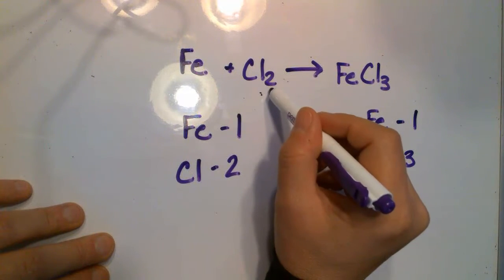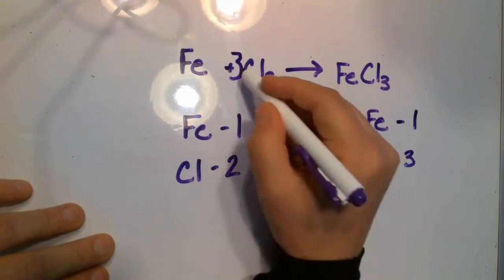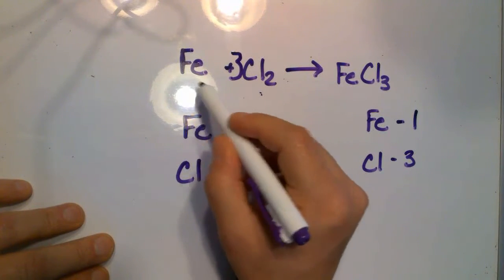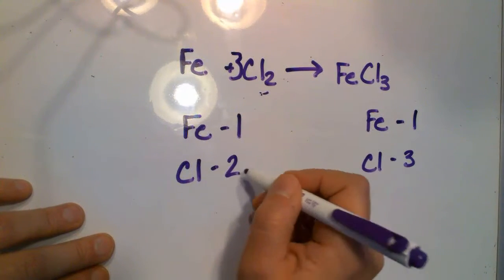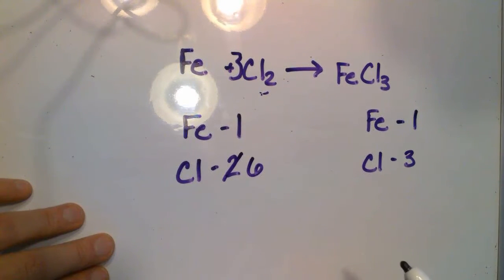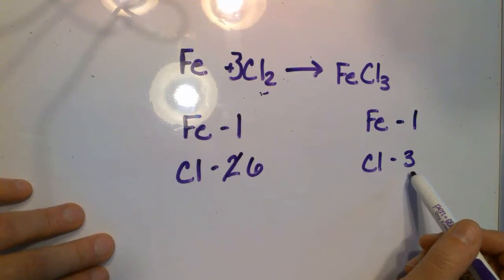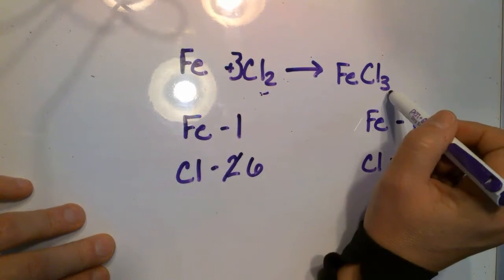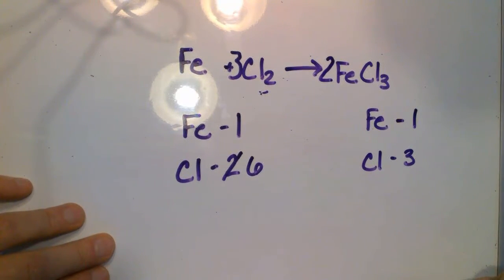So if I divide 6 by 2, that would give me 3. So I'm going to start right there. So if I put a 3 there, now I still have 1 iron on the side, but now I have 6 chlorines. But I'm still not even because I only have 3 chlorines over here. So if I want to make this 3 into a 6, 6 divided by 3 would be 2. I'd have to put a 2 there.